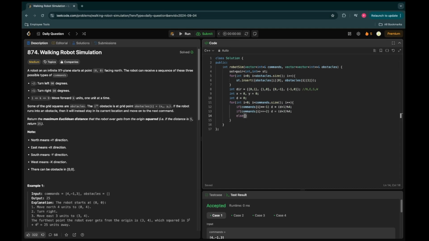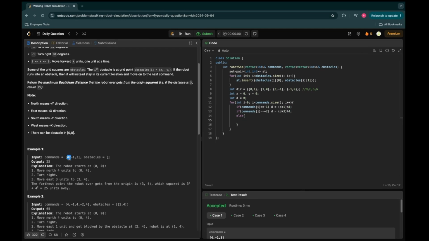Now else, if we receive a command of a positive integer, what we will do is simply move that number of units. But there is a case of an obstacle, so we can't just move that number of units. We need to move one by one, so that we can check whether it is an obstacle or not. Okay, now let's start moving one by one unit: j < commands of i and j++, right?